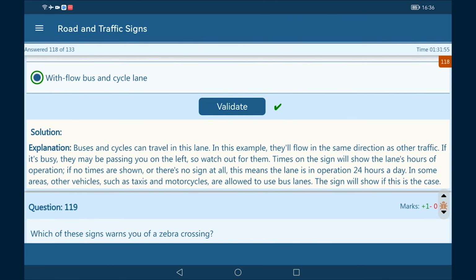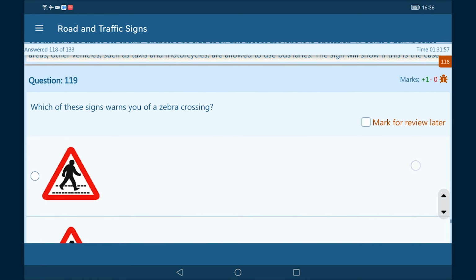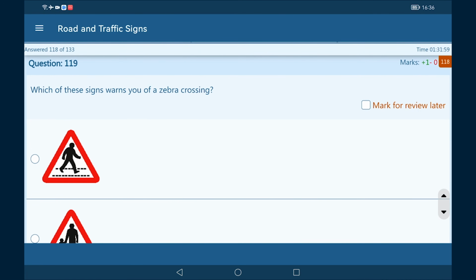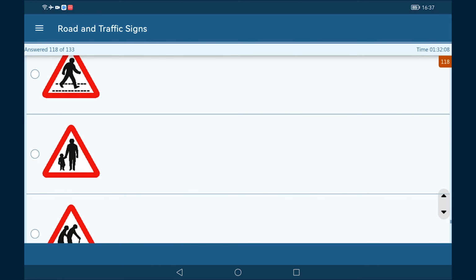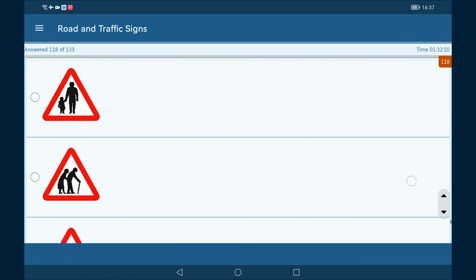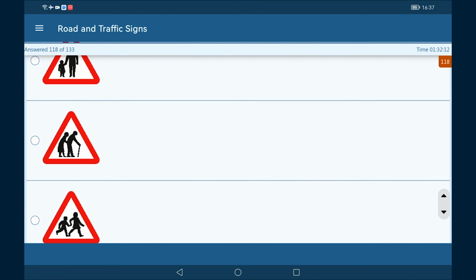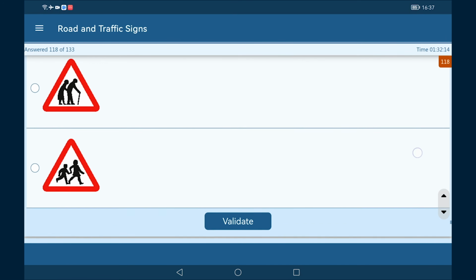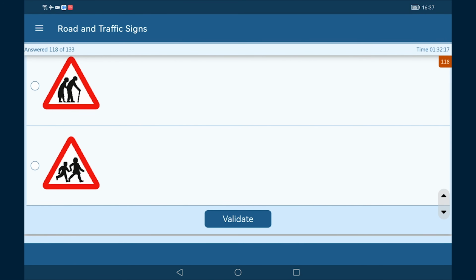Question 119. Which of these signs warns you of a zebra crossing? Option 1. Image. Option 2. Image. Option 3. Image. Option 4. Image. The correct answer is Option 1.